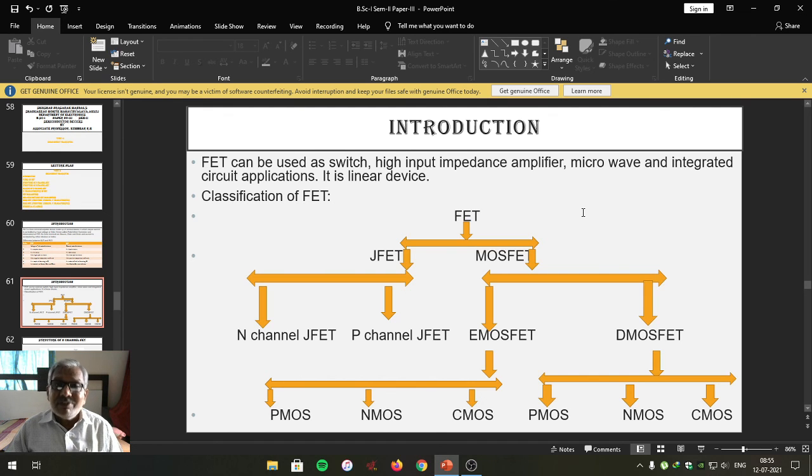At the outset, we can say in today's lecture we have studied the meaning of FET, why it is called so, terminals of the FET, difference between FET and BJT, applications of FET, and at last we have studied the classification of FET.